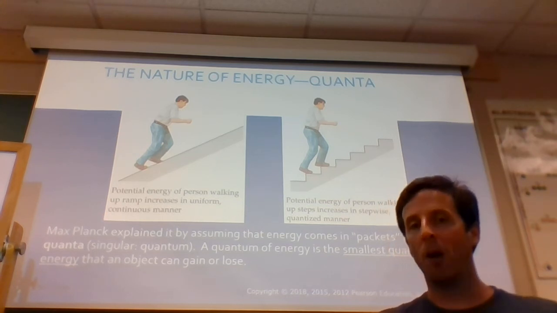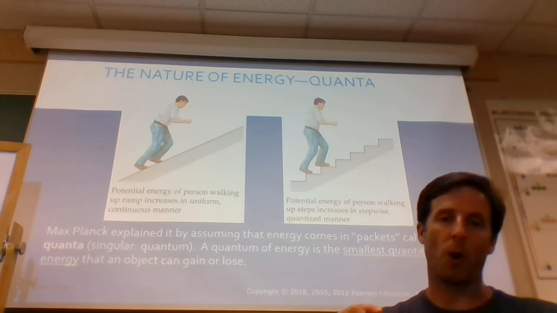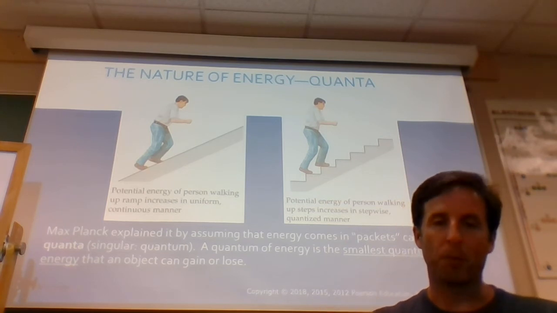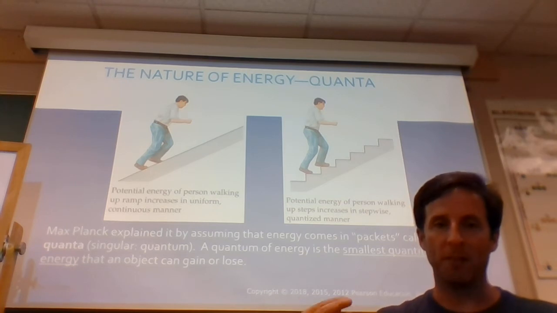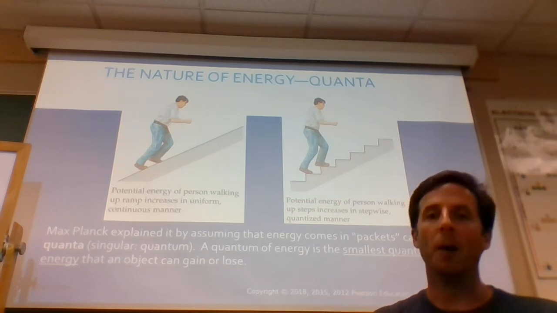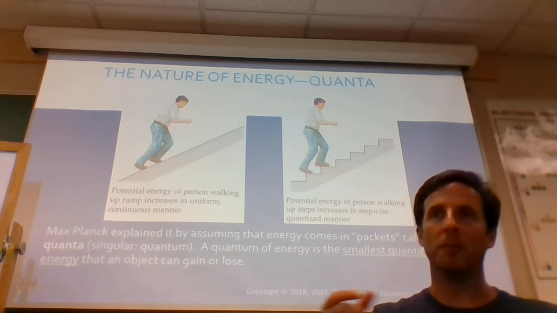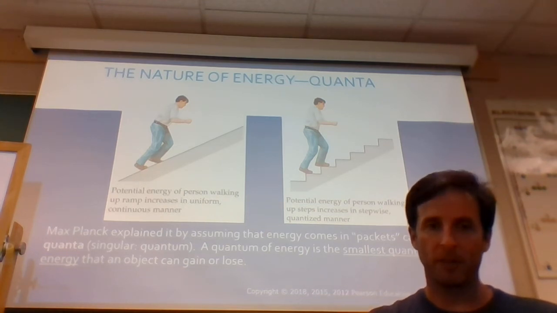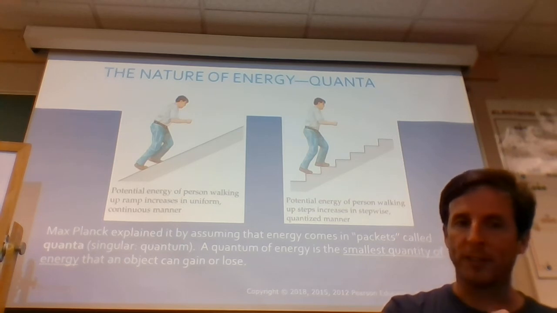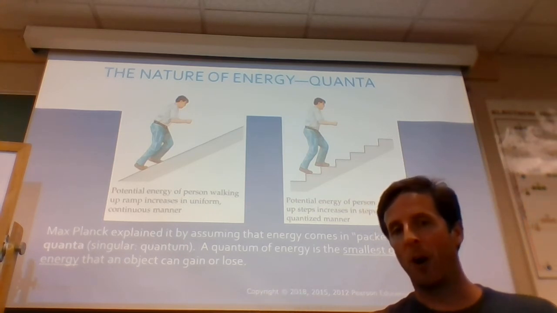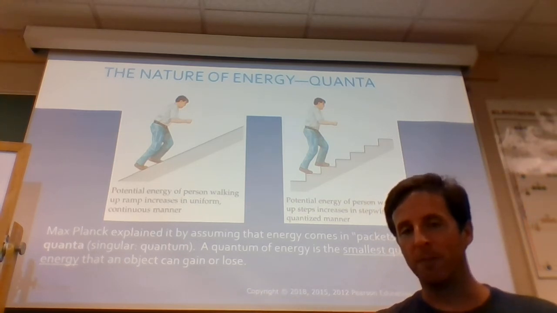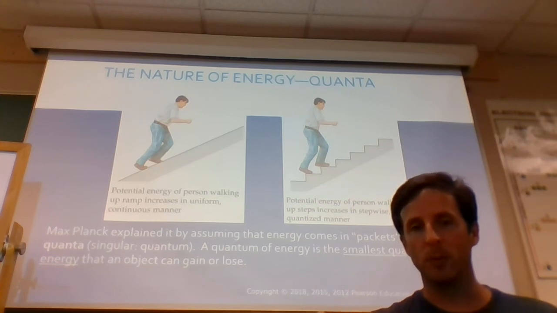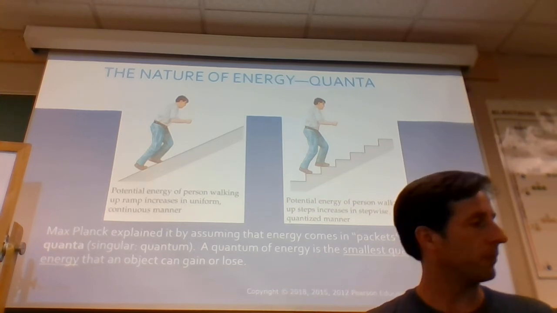So the smallest amount of energy you can have is called a quantum. The plural of that is quanta. So each packet, if you absorb 10 of them, that'd be 10 quanta. And if our quantum of energy is in the form of light, then we call that a photon. So the terms quantum and photon are related to each other. It's just that photons specifically refer to a packet of light energy.